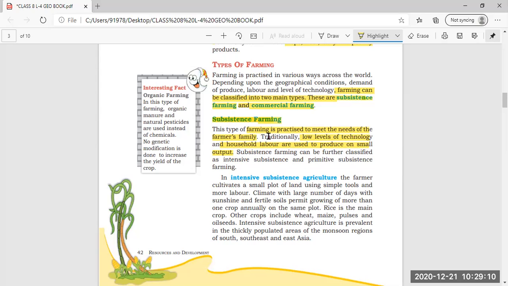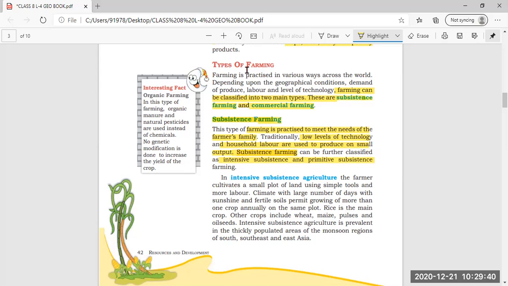So that is why it is called subsistence farming. Whatever crops are produced on that farm are only to meet the needs of the farmer's family. Subsistence farming can be further classified as intensive subsistence and primitive subsistence farming.